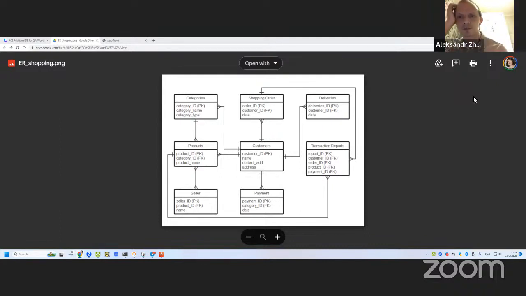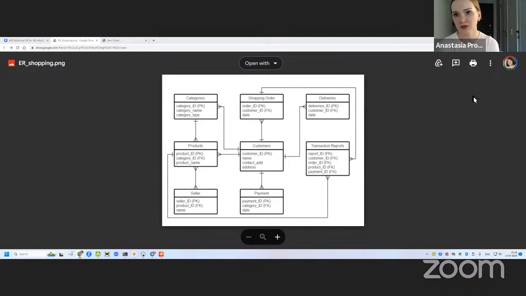What kind of relationship is there between seller and product? Many to many? Well, it's written not sellers, so seller. Probably it's one to many. Probably we're talking only about one shop, not about different shops.